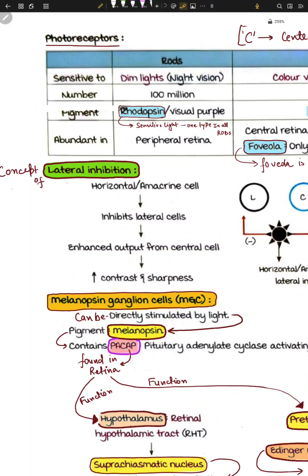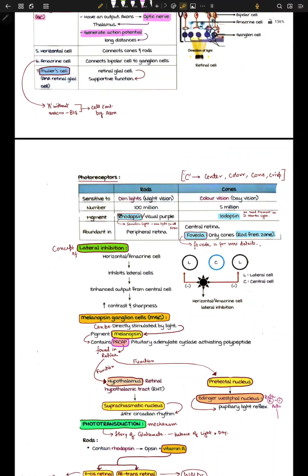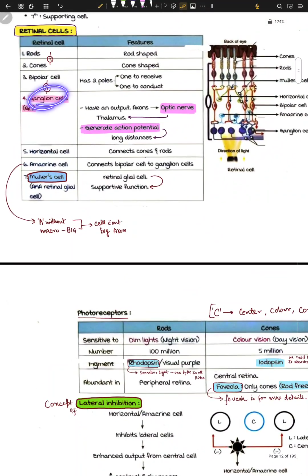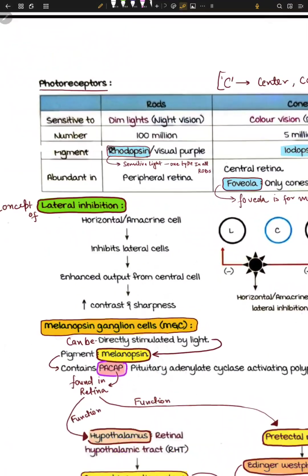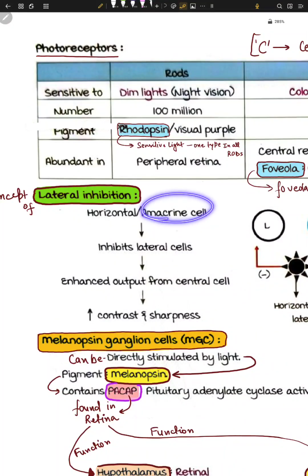So some cells like horizontal cells, what were horizontal cells? Rods and cones are connected with horizontal cells. What are amacrine cells? Bipolar cells, and what were ganglion cells? So amacrine is the cell that connects bipolar with ganglion. So both of these cells can be used in this concept.